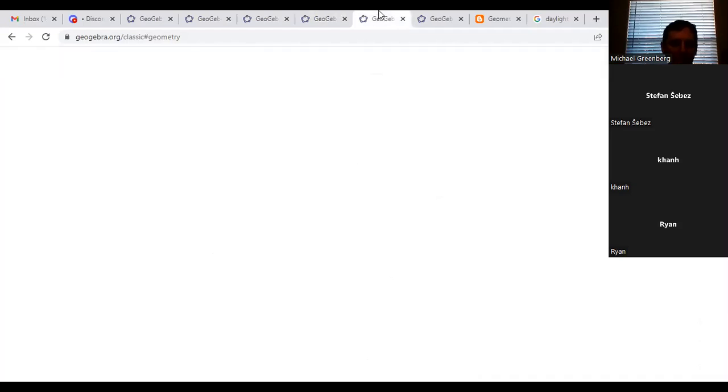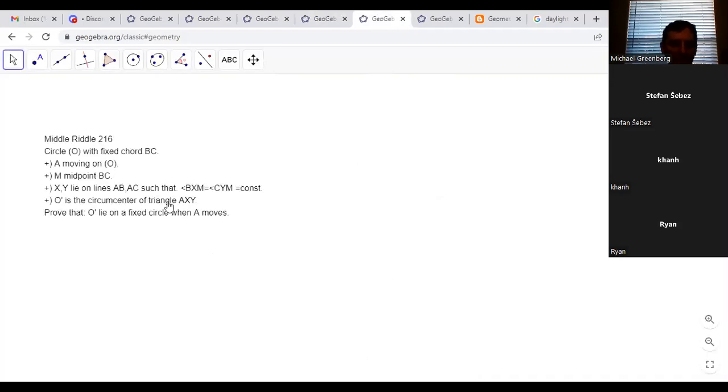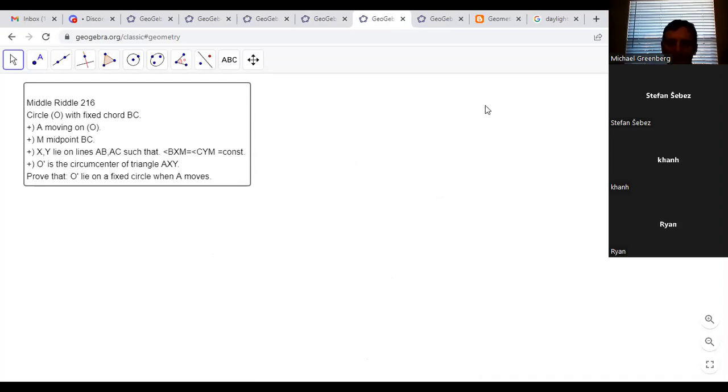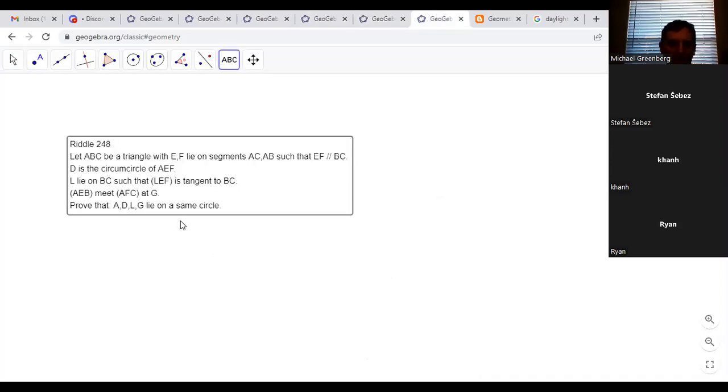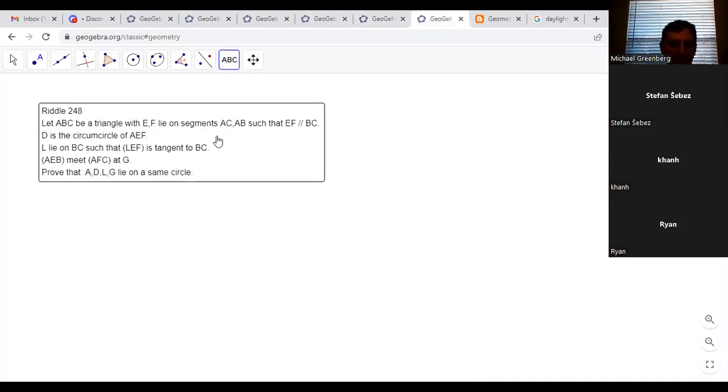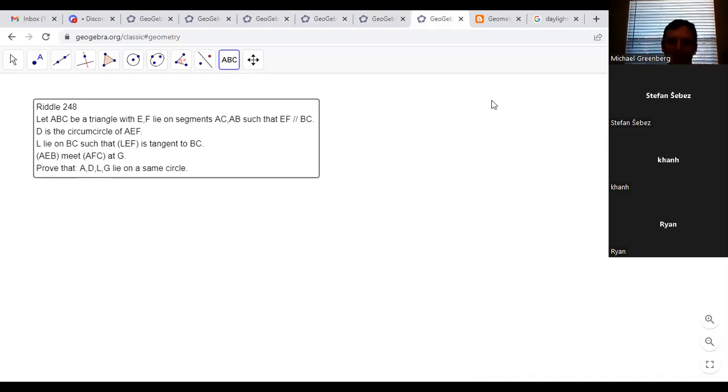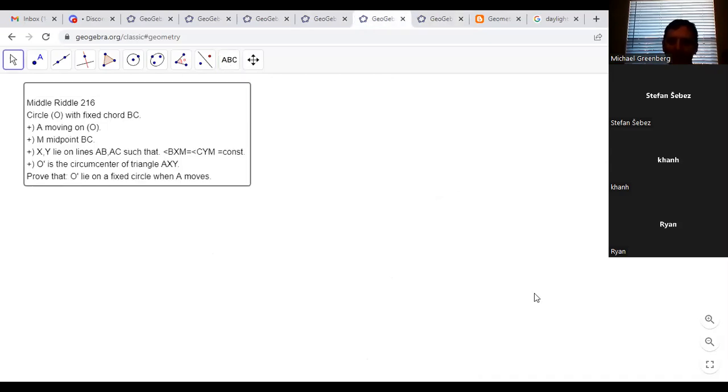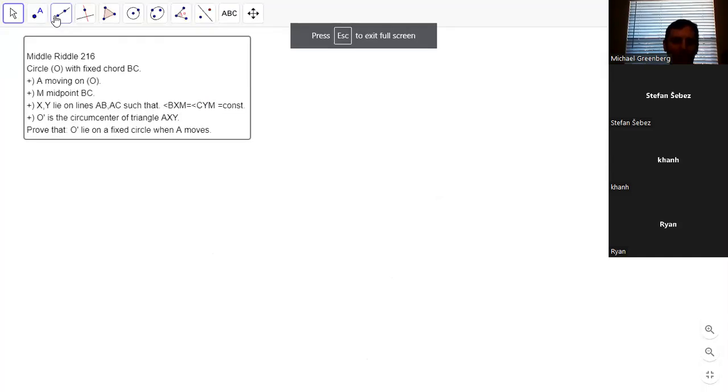Easier because they are, or this one's a middle riddle. So let me see what this one is. All right, let's, oh no, this one's a riddle. Let's try this one. I think this one might be a little easier.